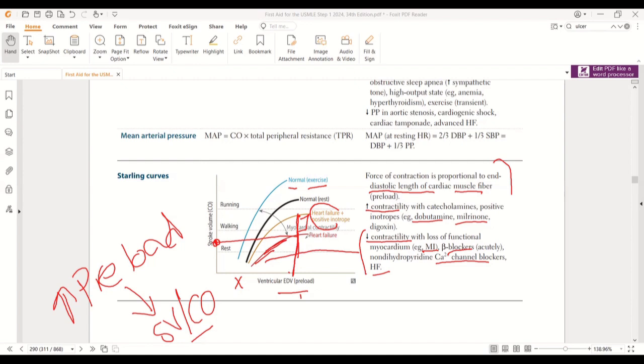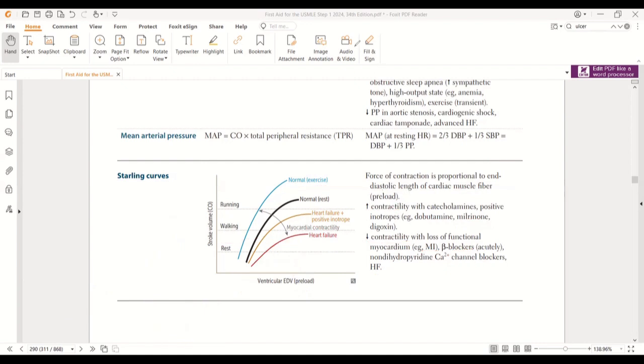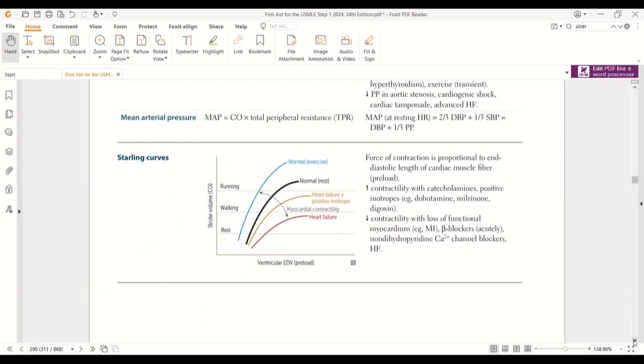Does anyone have a question regarding this Frank-Starling curve? Asma? No, it's clear. Okay, it's clear. Rock? Yes, it's clear. So this graph is high yield.